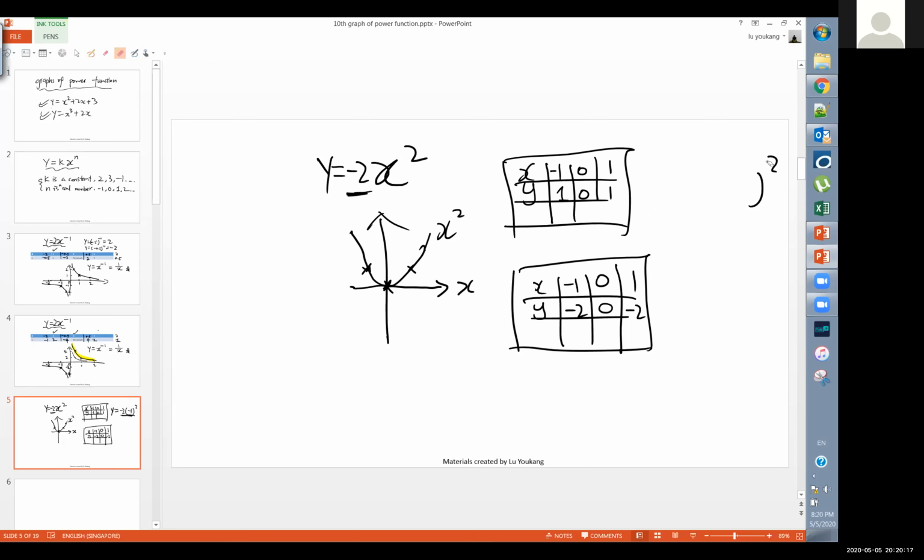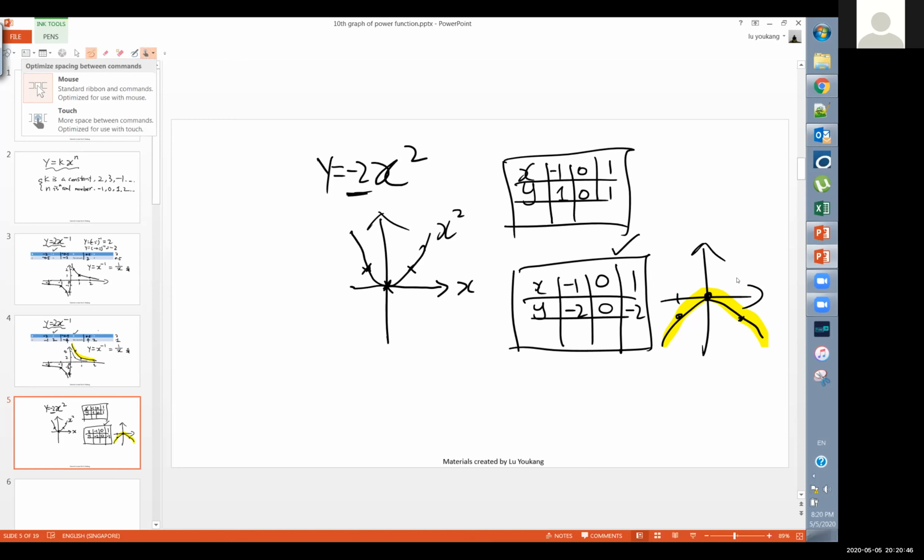So, let's graph it. So let me graph this table. You can see, negative 1 is negative 2, right? So somewhere here, 0 is 0, 1 is negative 2. So can you see? Okay. Yeah. So it is a reflection. Okay? And the line of reflection is your x-axis.